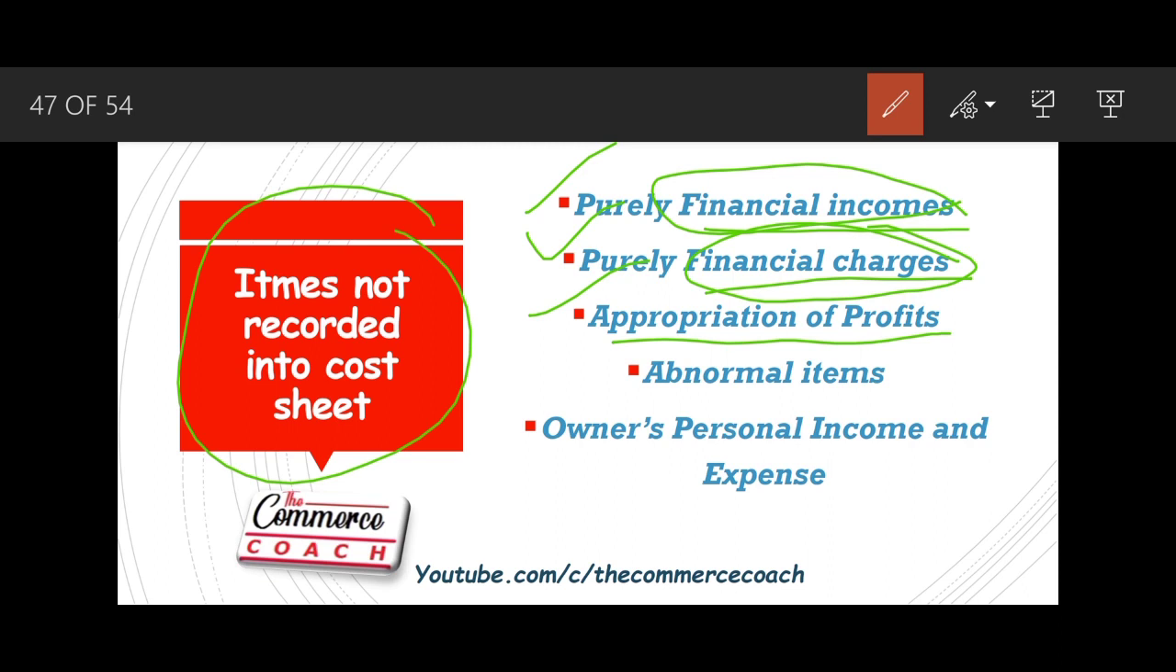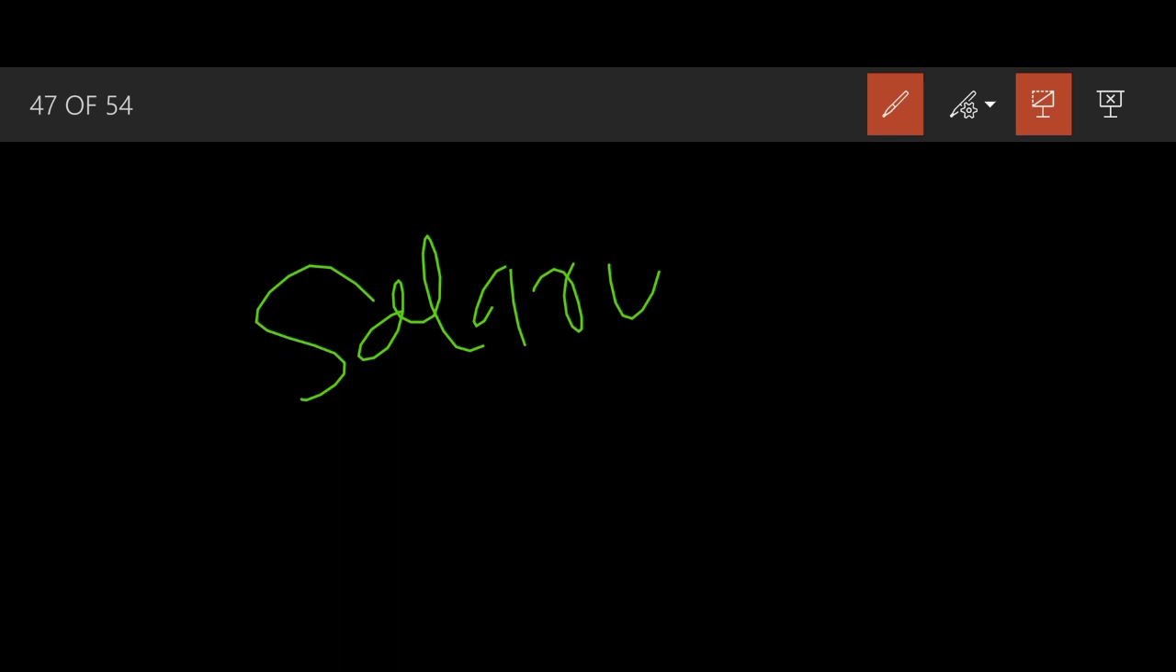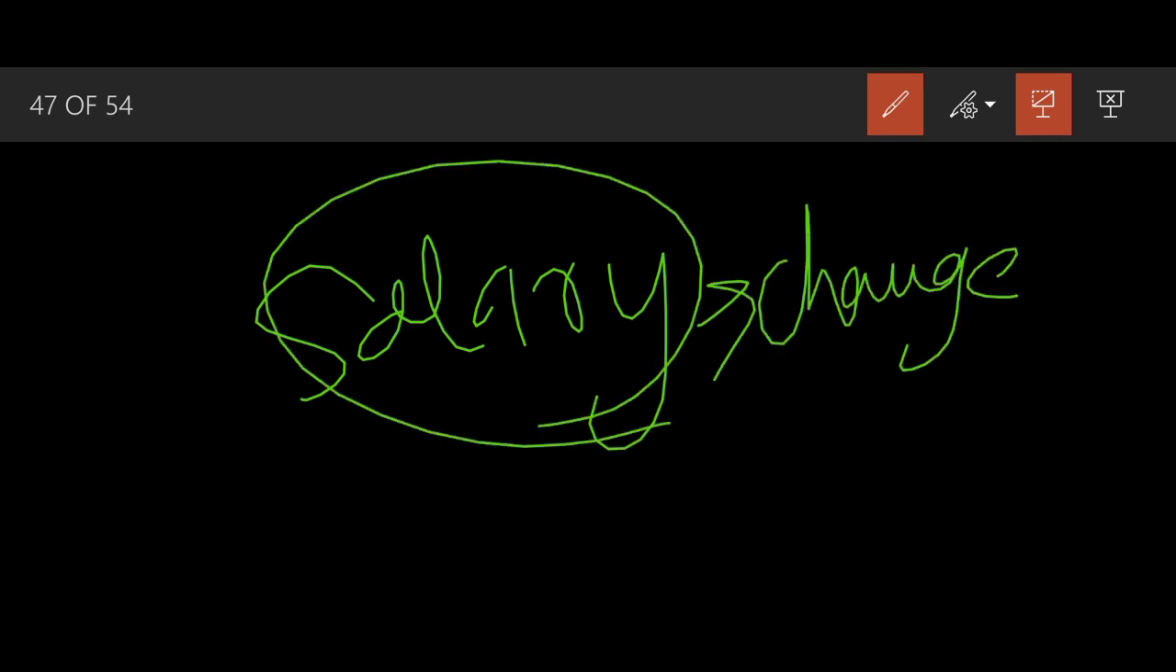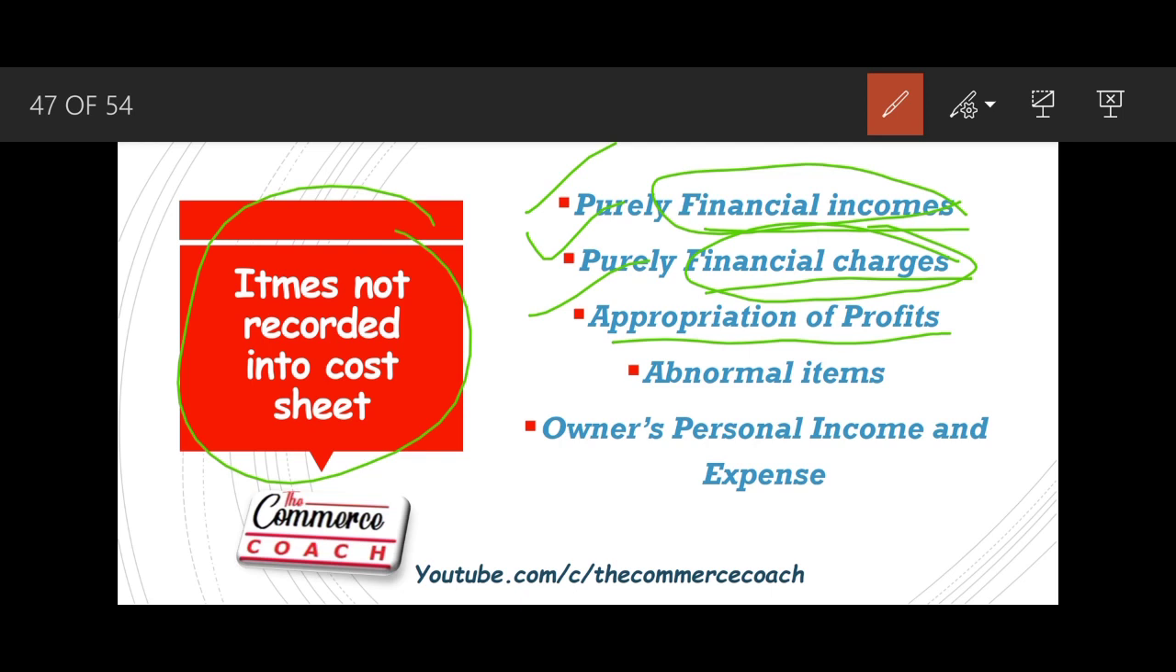But charge against profit means that whether you earn profit or not, you will have to pay such expenses. Like salary is a charge against profit. You will have to pay it whether you earn a profit or not. So we will be excluding appropriation of profit. We will see the example in a little time.